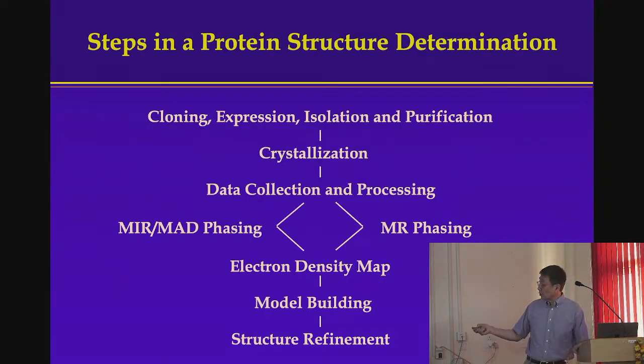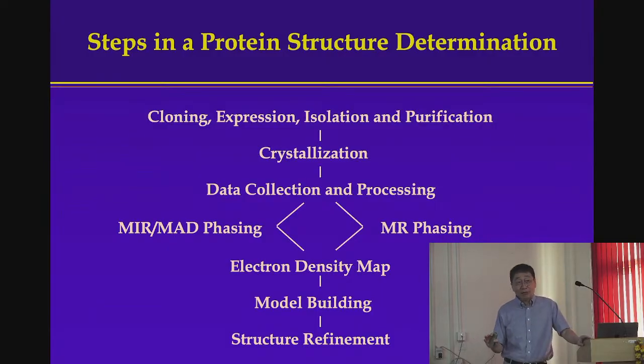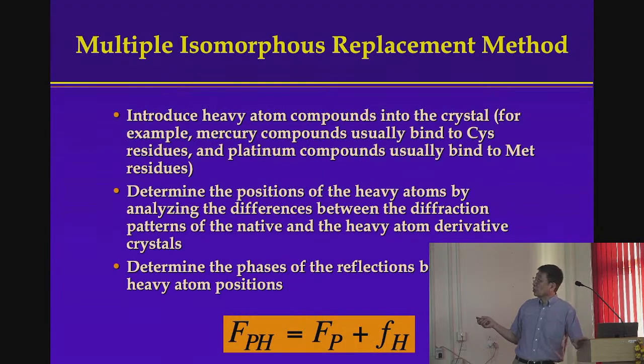So we're done with this part. So how do you do the phasing? This part is technically quite involved, so I will not go into any of that. I will only show you a couple of slides to give you the general concept. The classical way is something called multiple isomorphous replacement. A mouthful, sorry about that. The basic idea is you introduce heavy atom compounds into your crystal.